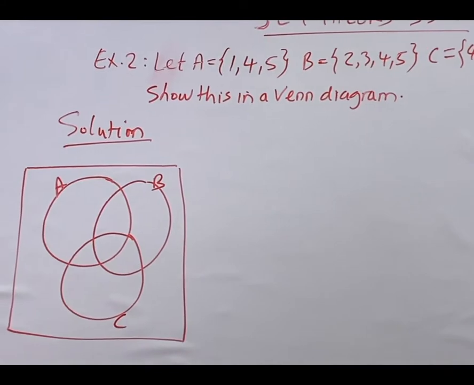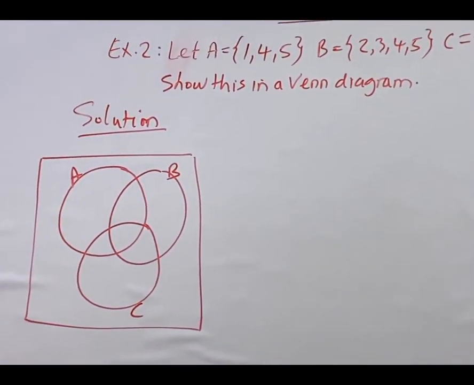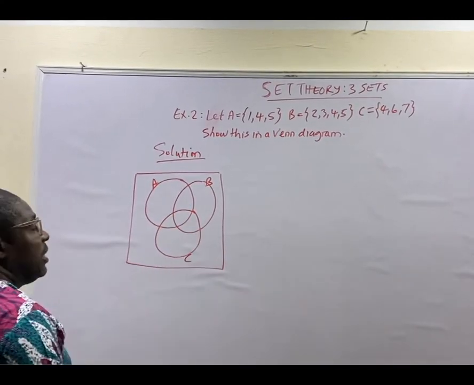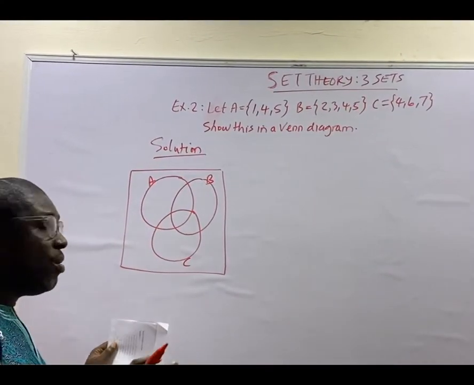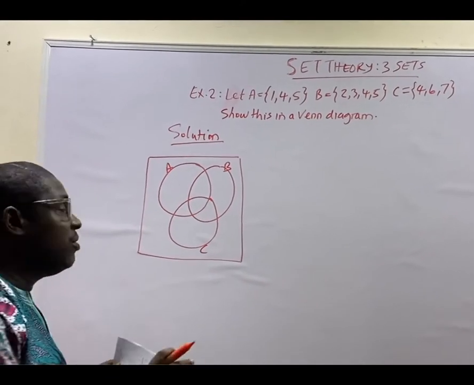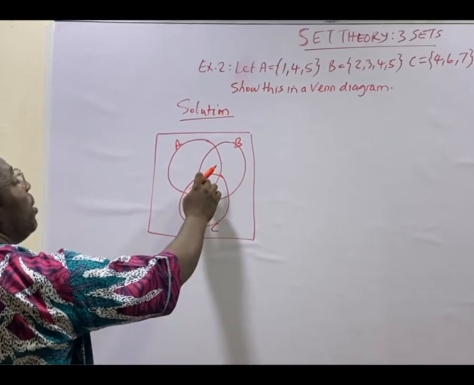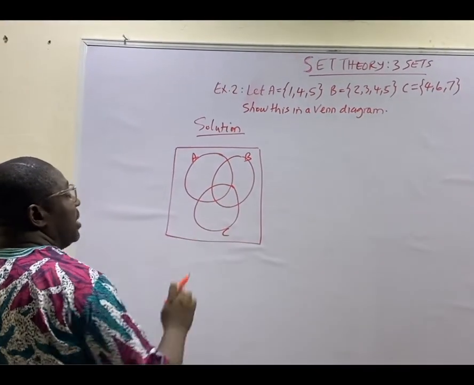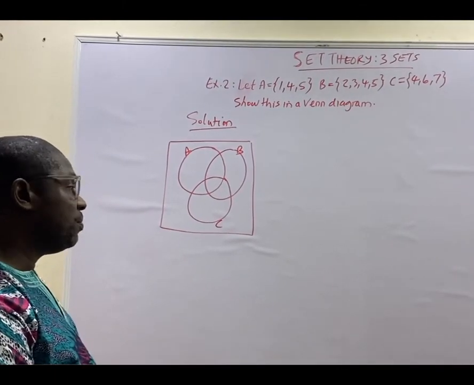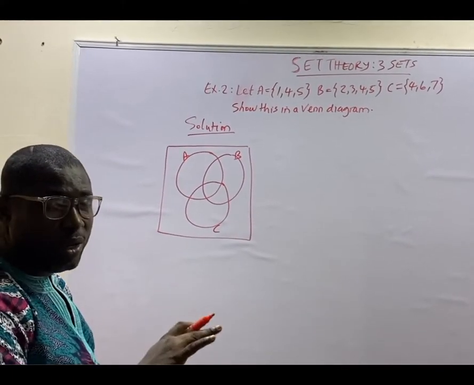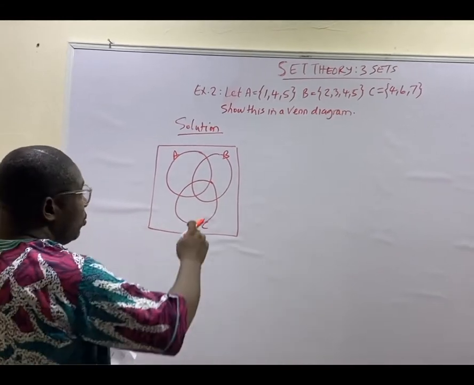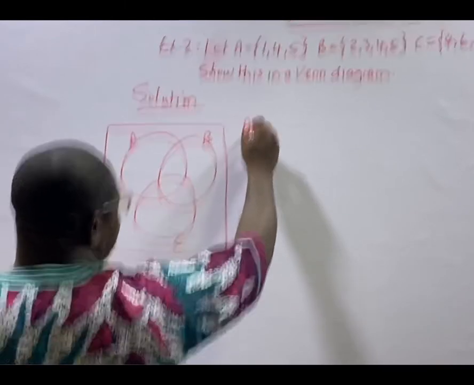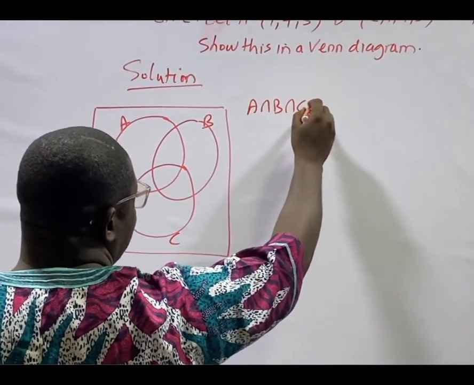The first area that we have to sort out in a set problem is this area, the intersection of the 3 sets. Once we solve this, we can then solve this and this and this, before we go to the ones that are unique to each set. So to solve this area is A intersection B intersection C.